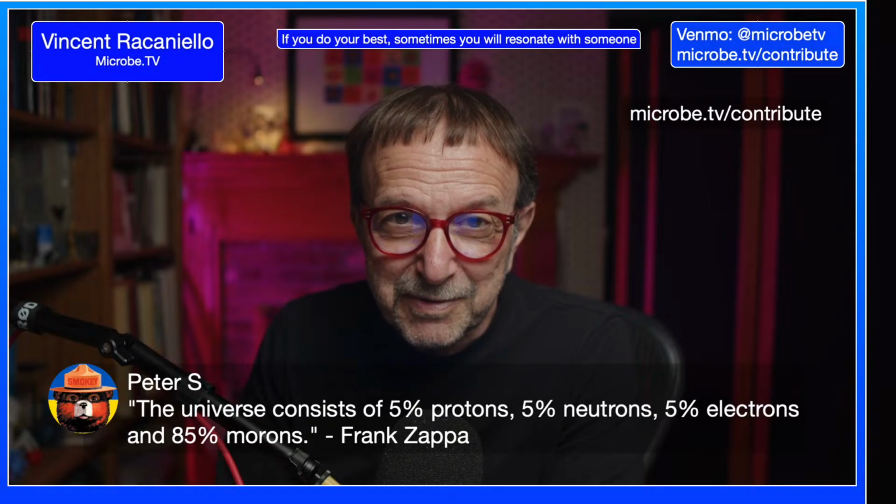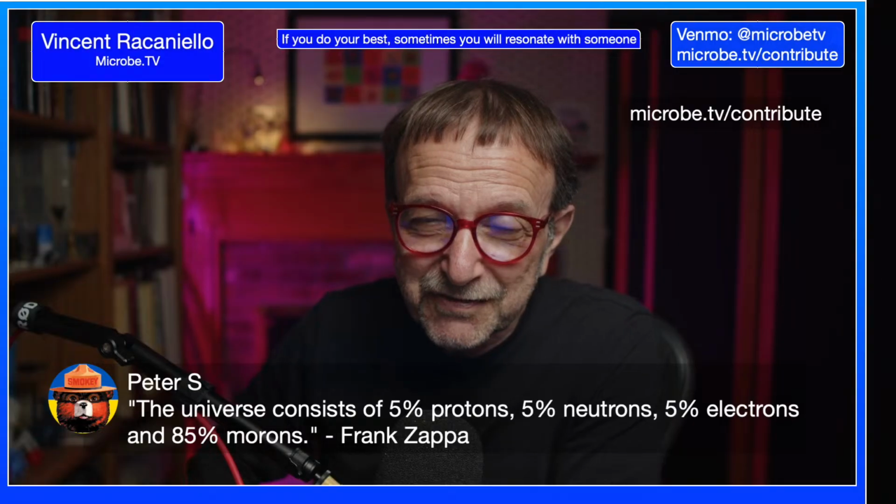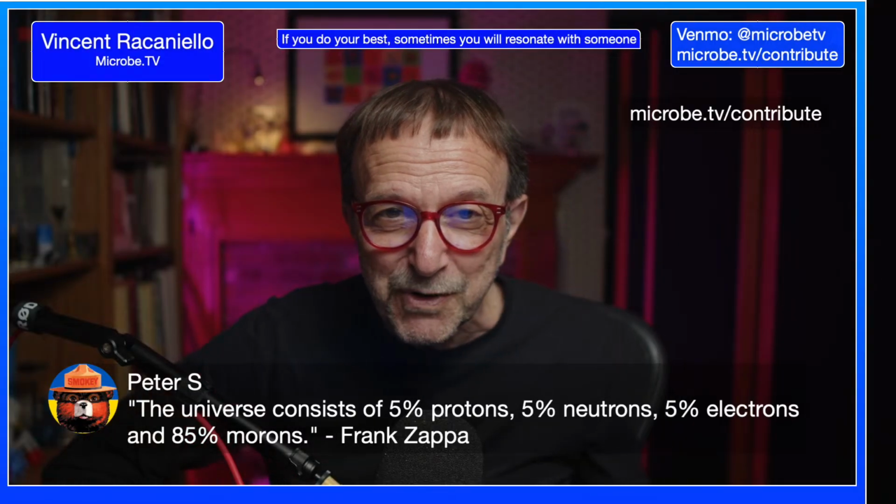Here, Peter is the Frank Zappa quote. The universe consists of 5% protons, 5% neutrons, and 5% electrons, and 85% morons.